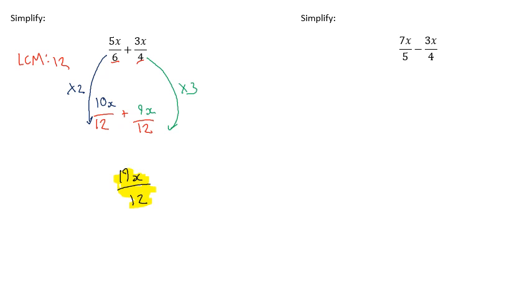Okay, so for this question, the LCM is going to be 20. With this fraction, I have multiplied by 4. 7x multiplied by 4 is 28x. With the fraction on the right, to get from 4 to 20, I've multiplied by 5. 3x multiplied by 5 is 15x.